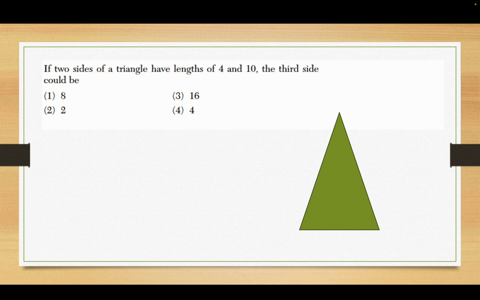Okay, try this one. Stop and start. Okay, so if two sides of a triangle have a length of 4 and 10, the third side could be, well, I'll give you a for instance. It could never be choice 3, which is 16, because then the 4 and the 10 only add up to 14, and the sum of any two sides must be bigger than the third. Remember, we talked about that straight line distance being the shortest.